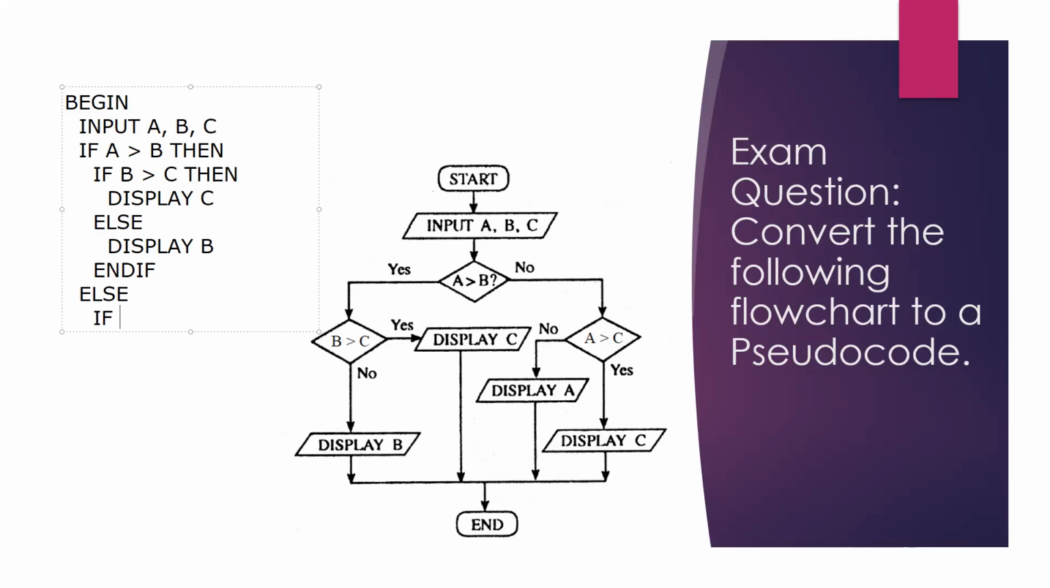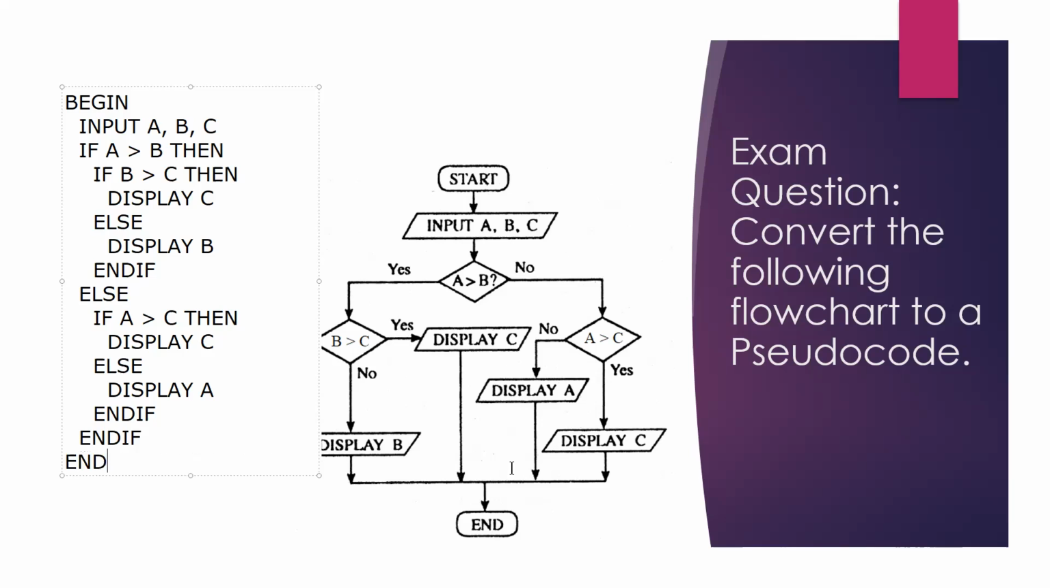So this time we will ask if A greater than C. If it is the case, yes, then you are going to display C. Else you go here, display A. And that's the end of this if, and finally end if, the main one, and finally end.